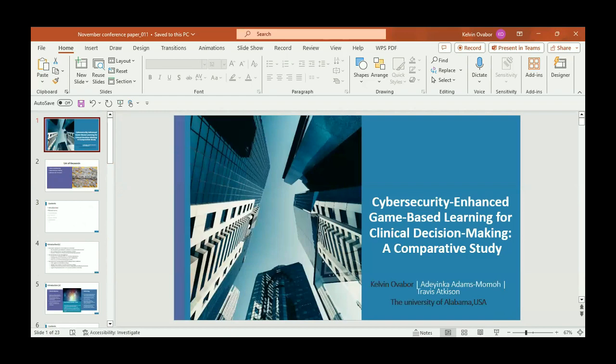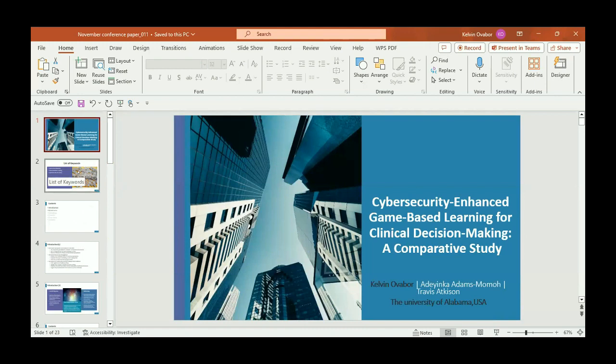I'll be making a presentation on cybersecurity-enhanced game-based learning for clinical decision-making, a comparative study. I'm a PhD candidate at the University of Alabama. My research interest is in the area of security and the application of IT to complement health processes.